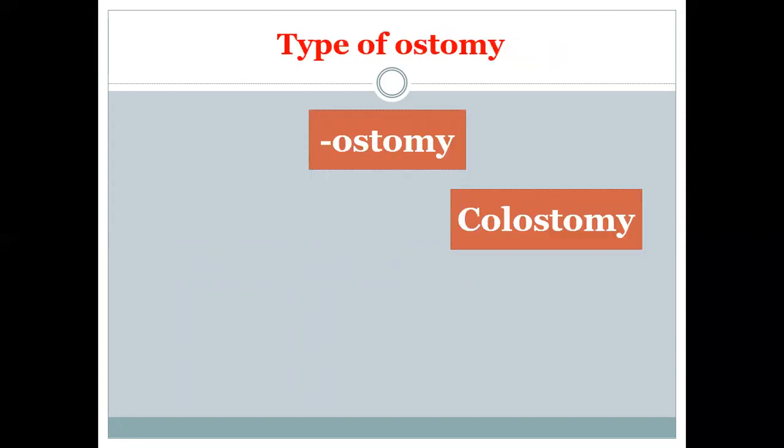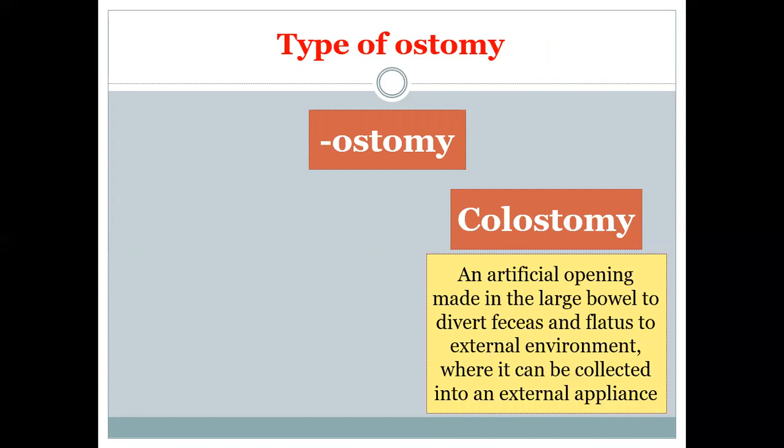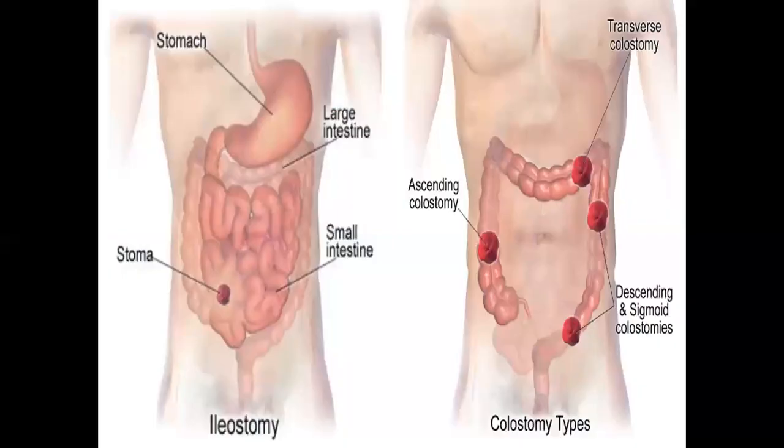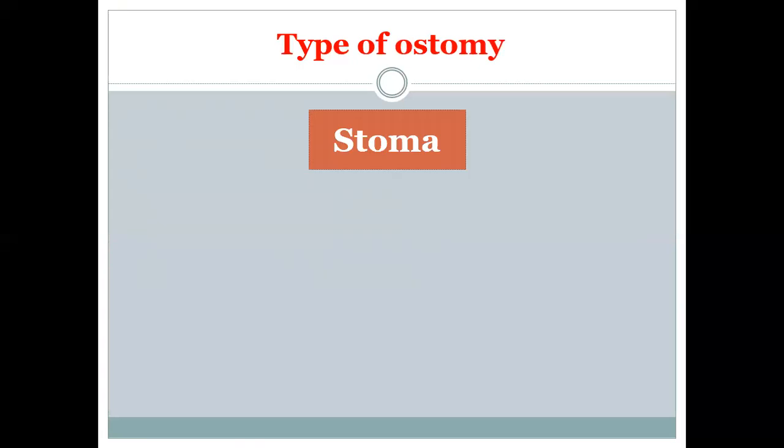What are the types of ostomy? According to the site, maybe colostomy, which is an artificial opening made in the large bowel, or in the small bowel, which is called ileostomy. Here are the different sites of stomas. We can see on the left side the ileostomy, and on the right side the different kinds of colostomies we can see: ascending, transverse, descending, or sigmoid colostomies.